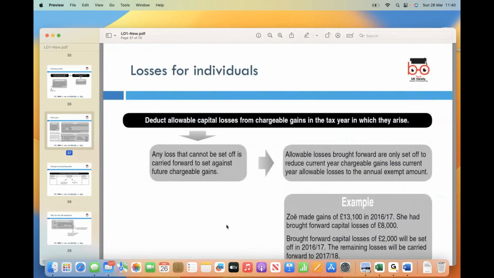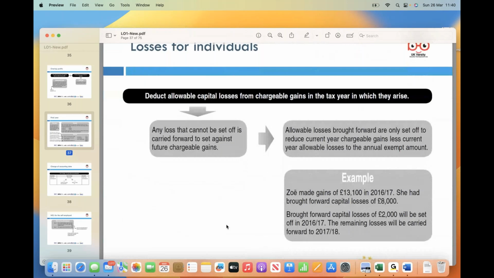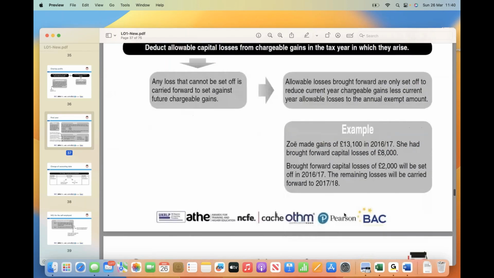So here is a quick example. Suppose she made taxable gains of 13,000 pounds in 2016-17. She had brought forward capital losses of 8,000 pounds. So brought forward capital losses of 2,000 pounds will be set off in 2016-17, and the remaining losses will be carried forward to 2017-18.